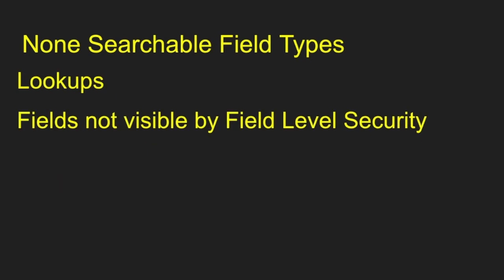Some of the other non-searchable fields are lookups. And if they can't see the field, it's also not going to return the results. So if they don't have access to a field like a social security number, it may not return the results because they can't search in that field because they don't have access to it. They can't see that value in the field, so it can't return results for you.